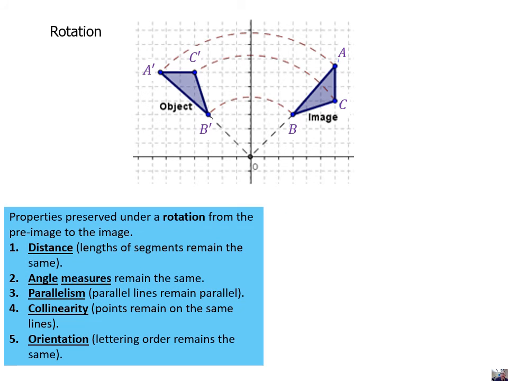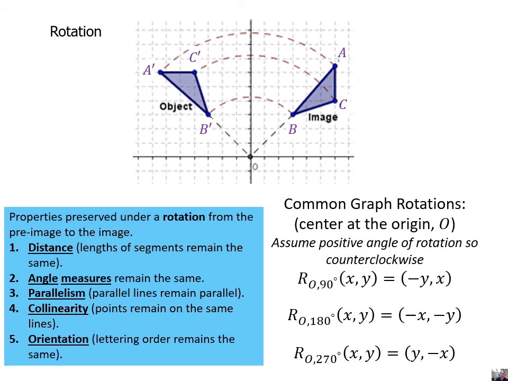And rotation preserves distance, angle measure, parallelism, collinearity, and orientation. Some common graph rotations that we have are centered at the origin, and we assume a positive angle of rotation, so it's going to be counterclockwise. Let's just take the image that we have at the top, a rotation around the origin, 90 degrees.